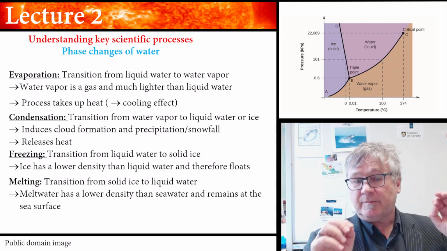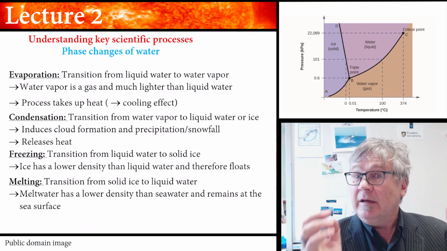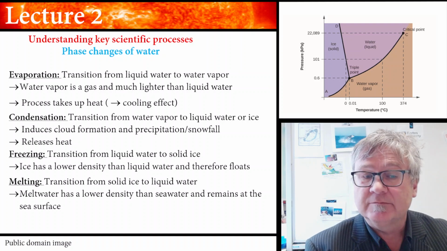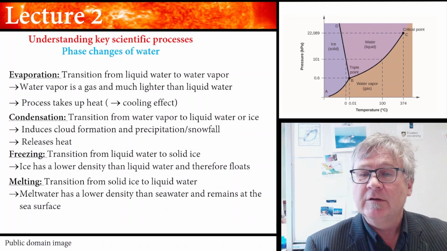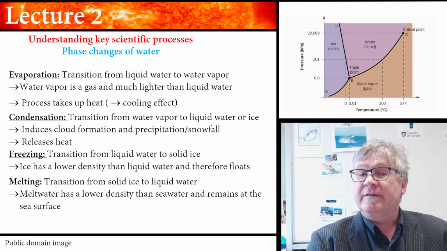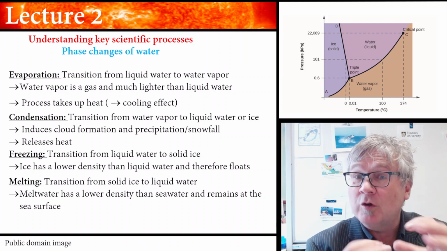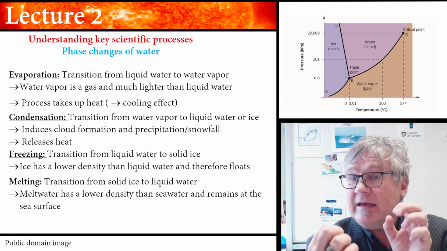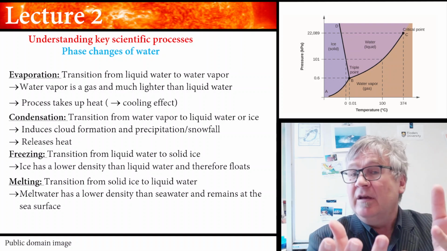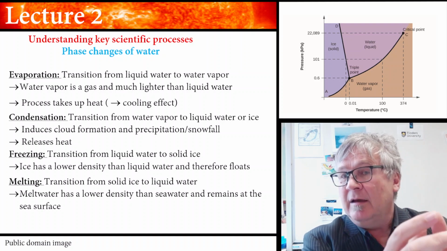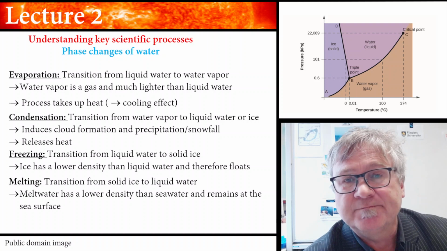Condensation is the transition from water vapor to liquid water or ice in the atmosphere. It induces cloud formation and precipitation or snowfall. And this process releases heat. It's an internal heat source in the atmosphere. So if you have that condensation, you get an extra amount of heat that further influences the dynamics.